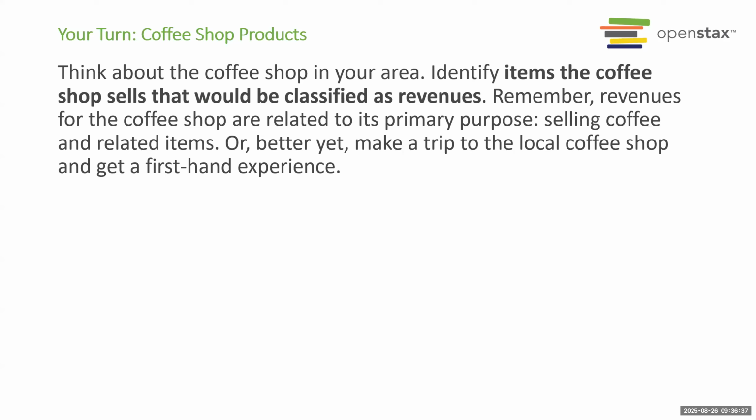So let's talk about this. Here we have a coffee shop. Let's talk about some items that we would classify as revenues. And for whatever reason, I think of Pete's Coffee or Starbucks. So what are they doing? What are they selling? Well, in most cases, coffee would be one of the first things that come to mind. But we can also think about the peripheral items like muffins and croissants and other items like that. Is there anything else you can think of that they sell?